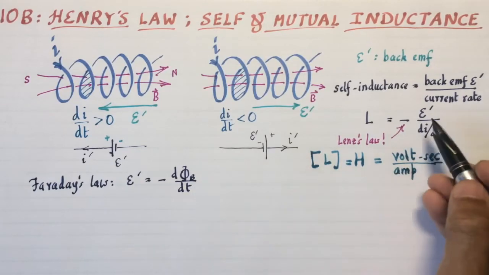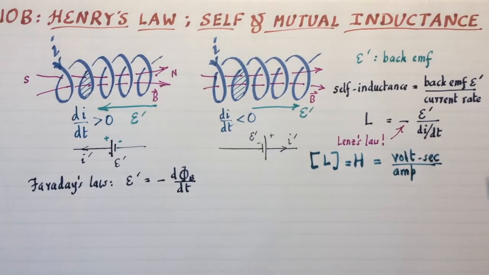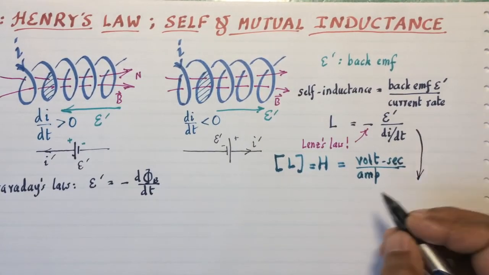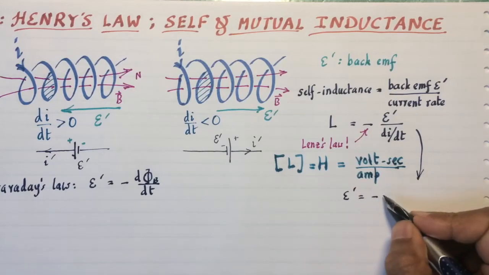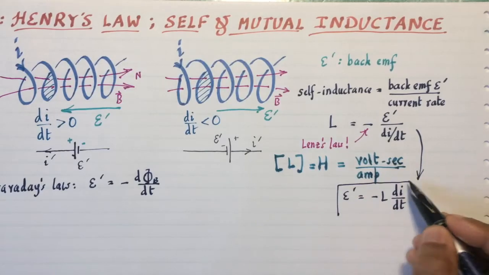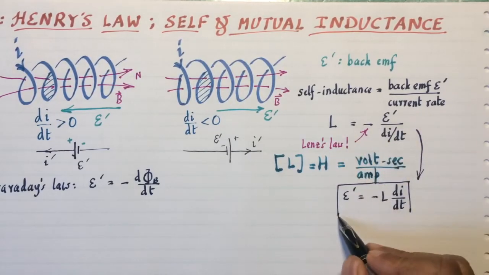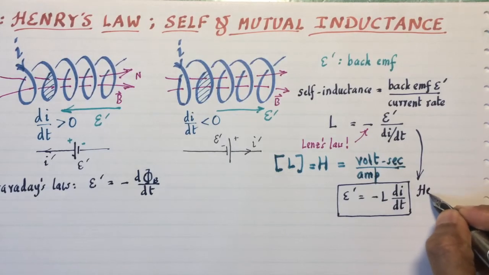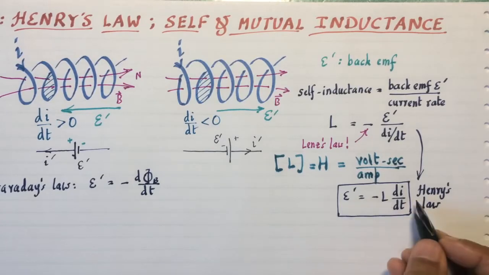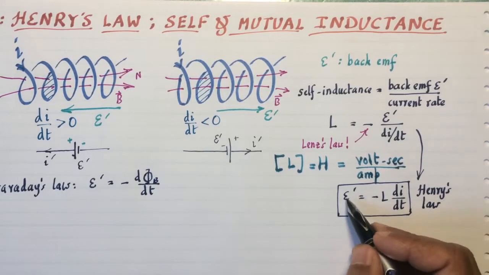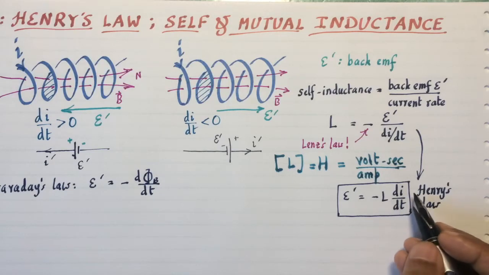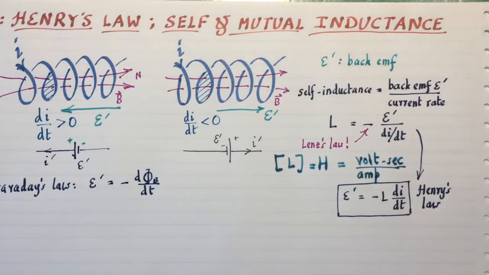Now I'm going to set these two expressions for E prime equal. So here I have an expression for E prime, which I'm going to write as E prime equals negative L di by dt. By the way, written in this form, this is called Henry's law. That's the definition of self-inductance, but written in this form, it's called Henry's law. And it's as important a law as Ohm's law. Ohm's law says V equals IR. This one says E equals something almost like resistance, but it's called inductance. But instead of current, we have the rate of change of current.